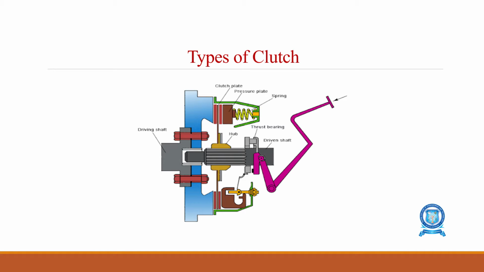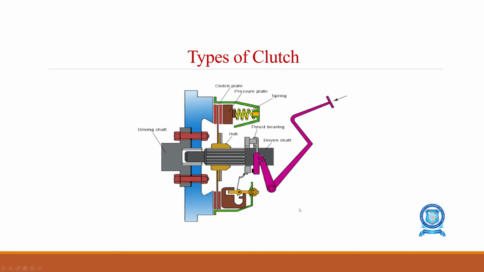Now the first thing is the clutch. We have different types of clutch: single plate clutch, multi plate clutch, wet clutch, dry clutch, cone clutch, diaphragm clutch. Likewise, we have a number of clutch types. What is the use of the clutch? It temporarily connects as well as disconnects the power flow. This blue colored component is the flywheel, and this is the clutch area.